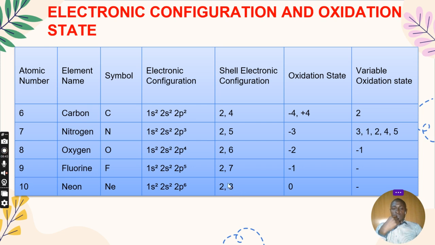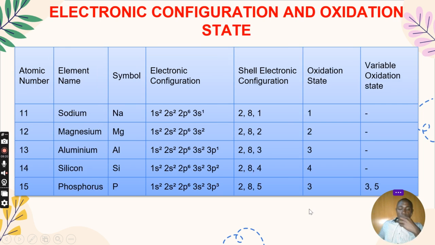Okay, fluorine. This is the configuration of fluorine. It can gain 1 electron, as you can see. The p subshell can take 6 electrons, so 1 electron is needed. Here too, the second shell can take 1 electron more. So when it does, the oxidation state is -1. And of course, neon is full. It doesn't gain nor lose electrons, so the oxidation state is 0.